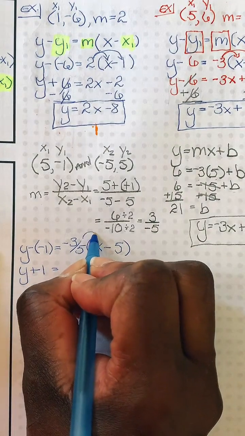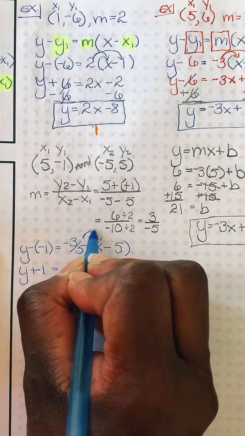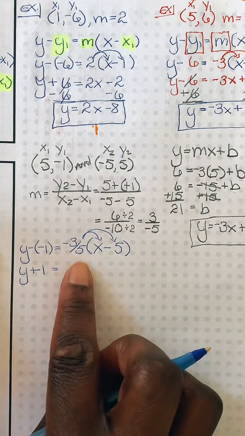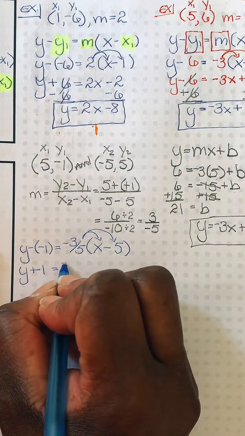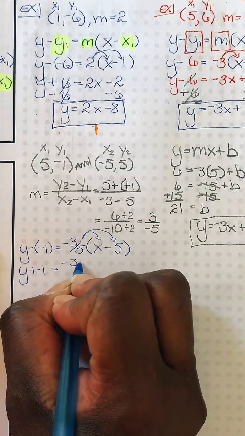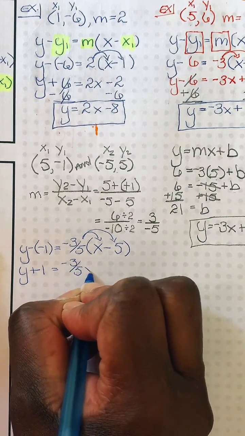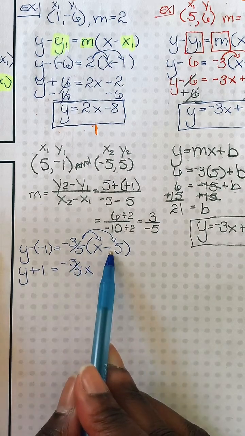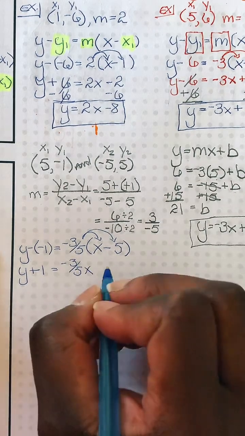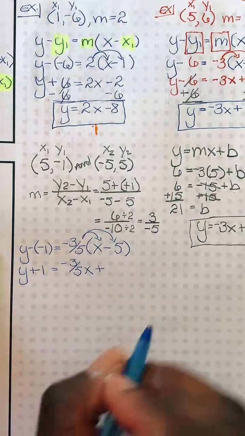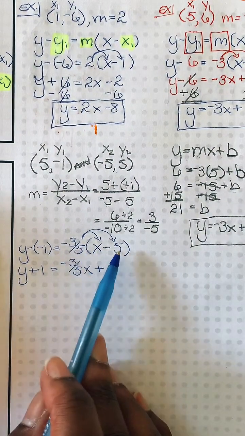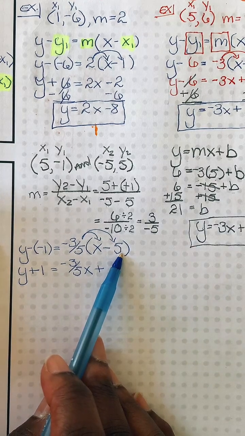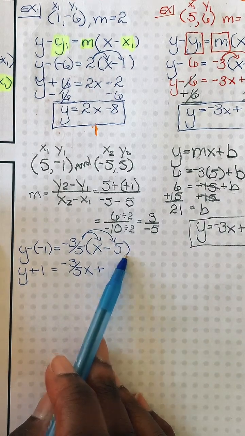And when I distribute my negative 3/5, I'm going to have a negative 3/5 x. Now I have a negative times a negative. That will give me positive. And you're probably saying, oh gosh, there's a fraction times a whole number. What do I do? Well, here's the thing. Ready? Ready for the simple trick?